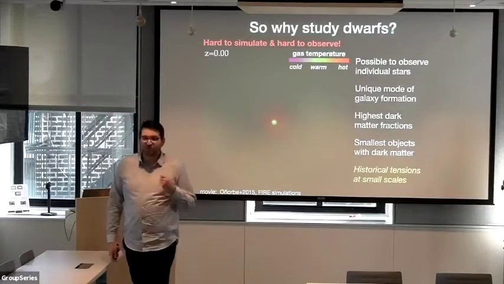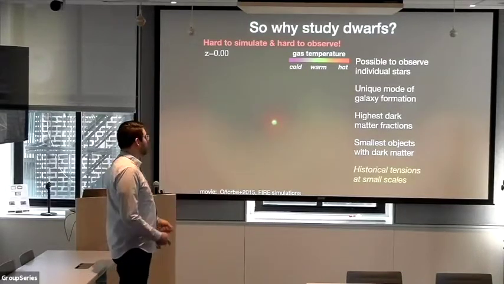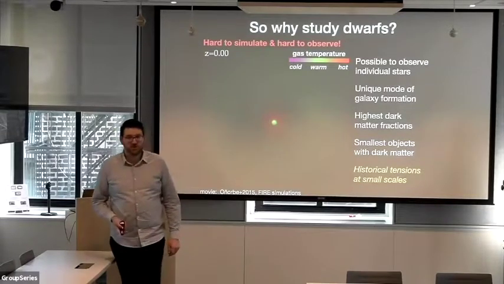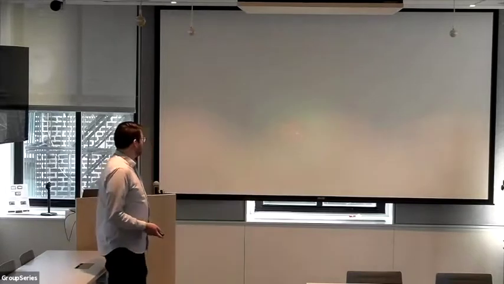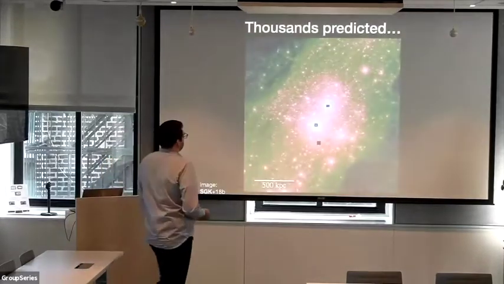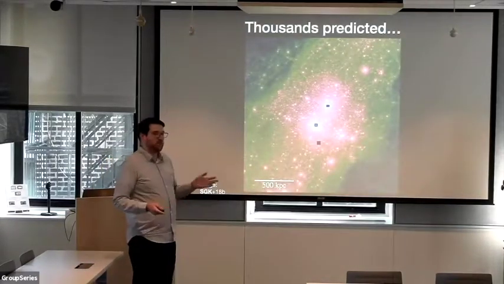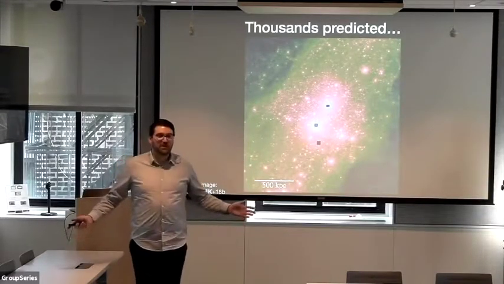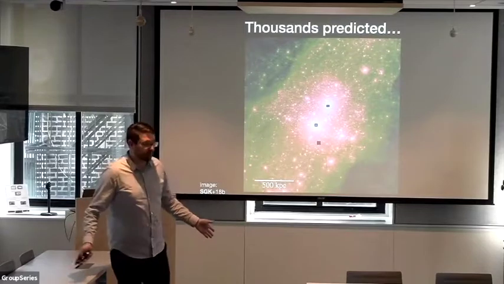And to really highlight why dwarf galaxies are worth studying, I'm going to talk a little bit about some historical tensions that have arisen at these small scales. So the first of these is what's known as the missing satellites problem. And that basically says that if we look at this picture, then we see thousands of dwarf subhalos or halos around the local group.